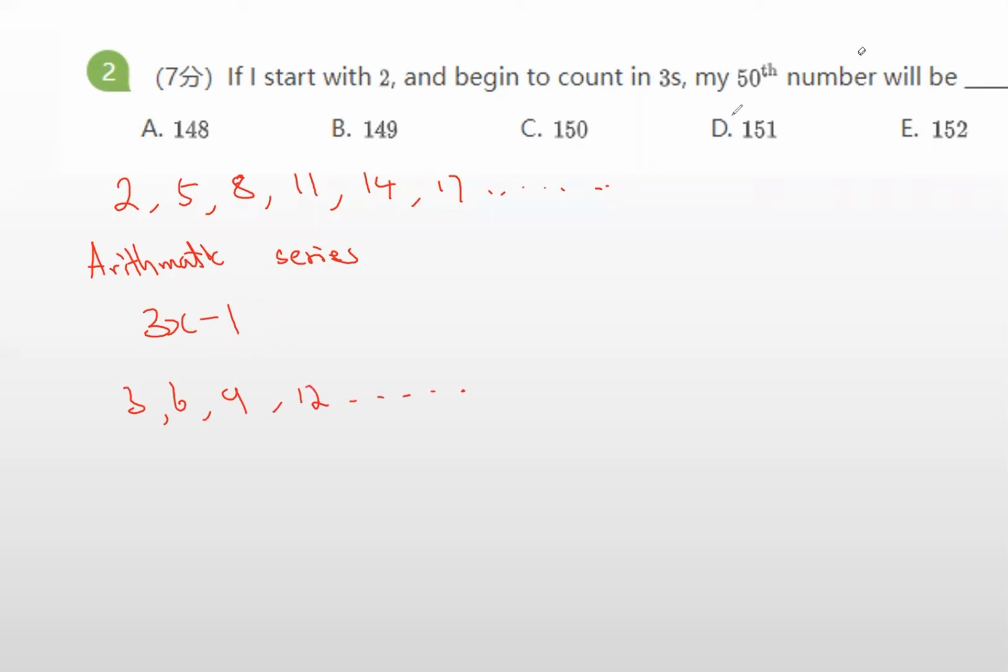And when you get this, it should be easy. So the 50th number is just 3 times 50 minus 1, which is 149. So not 152, but 149 by using the arithmetic series. And I see in the chat, can you also do 50 times 3 minus 1? Yes, that's what we did, 50 times 3 minus 1. So we find the arithmetic series for the sequence and it should be very easy.